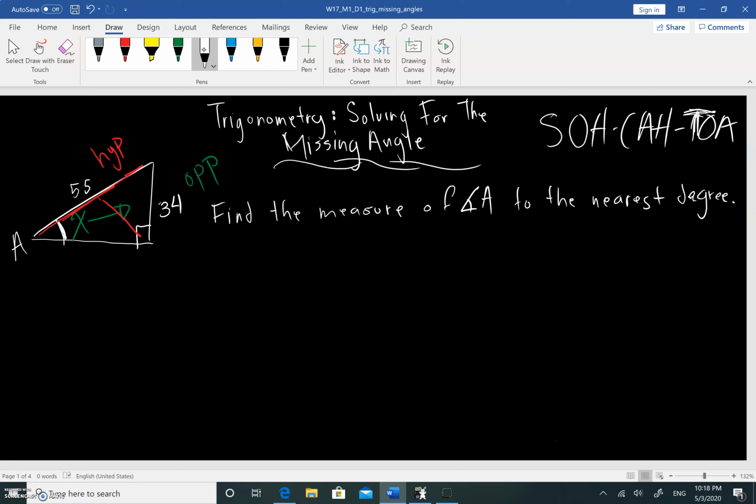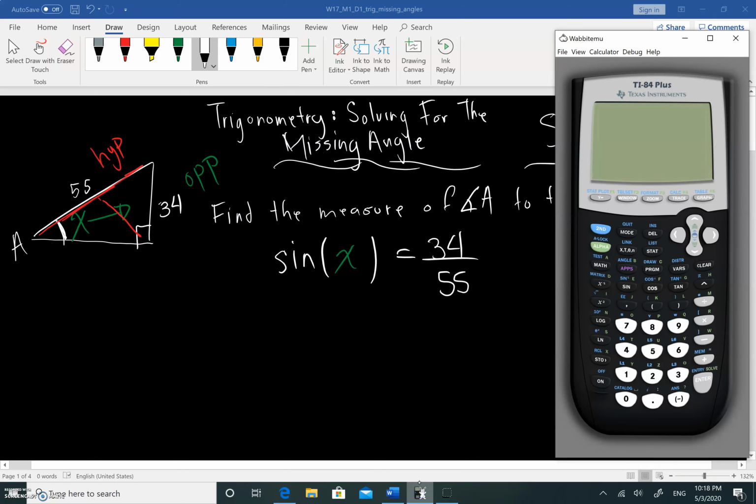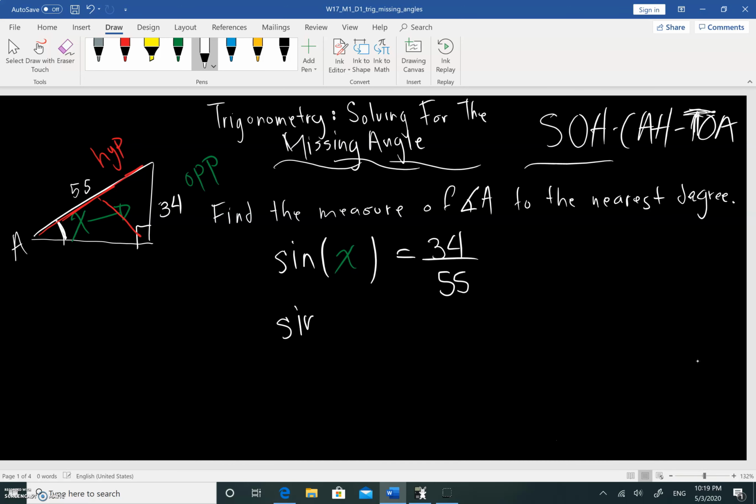So what is the relationship between them? It's going to be sine, right? So basically what I'm saying is sine of the angle, which in this case is x, is equal to 34 divided by 55. Now, what is 34 divided by 55? Well, we can go ahead and use the calculator. So we put 34 divided by 55, and that's going to give us 0.6181. I'm only going to write the first 5 decimal places.